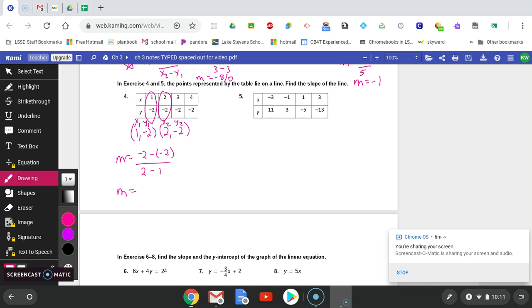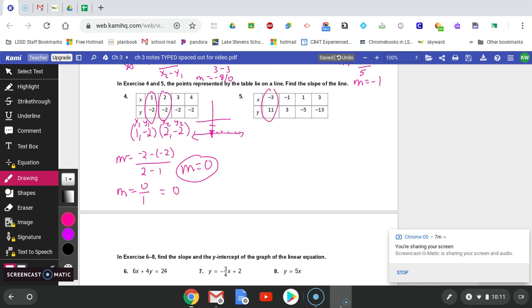So negative 2 minus negative 2 is 0. 2 minus 1 is 1. We can't do something divided by 0, but we can do 0 divided by something. 0 divided by anything is just 0. So our slope is 0. And if you were to visualize what this graph looks like, y is always negative 2, and your x's are going across like this. We know that horizontal lines always have a slope of 0. So it matches what we've already learned.